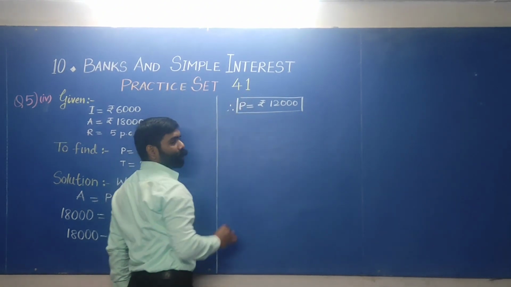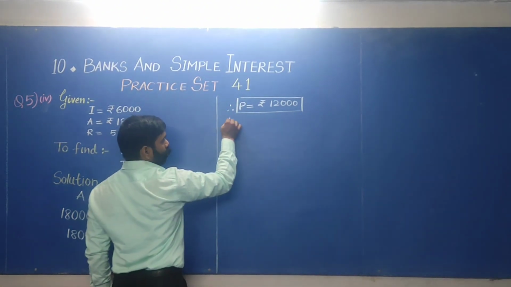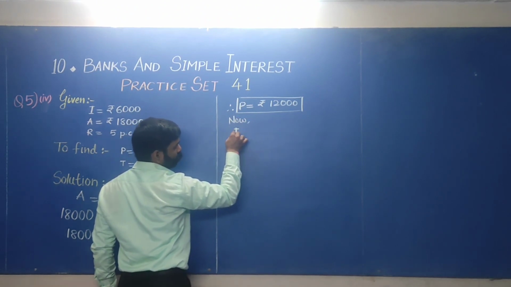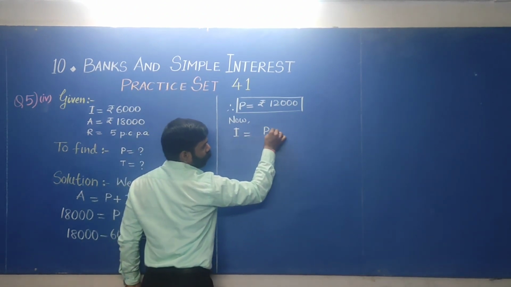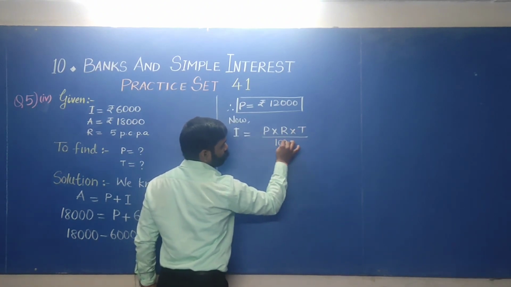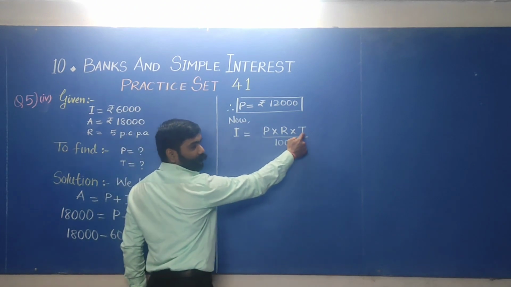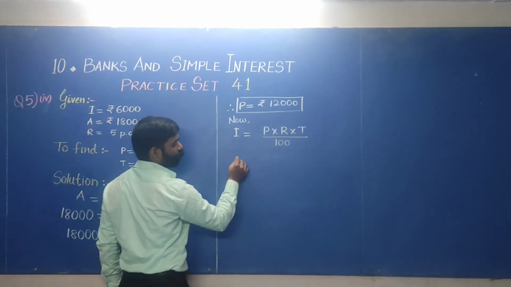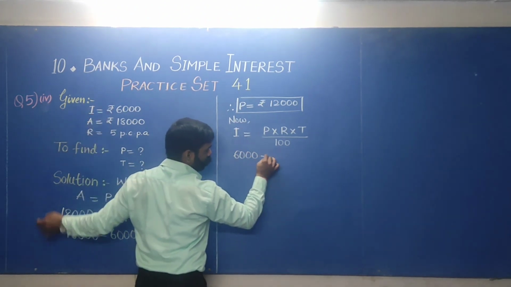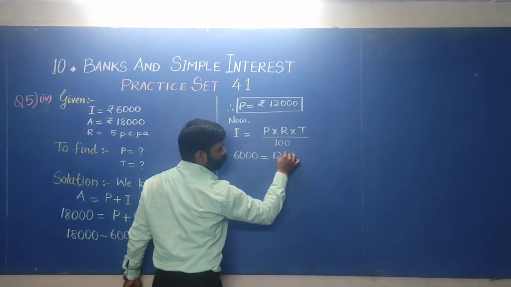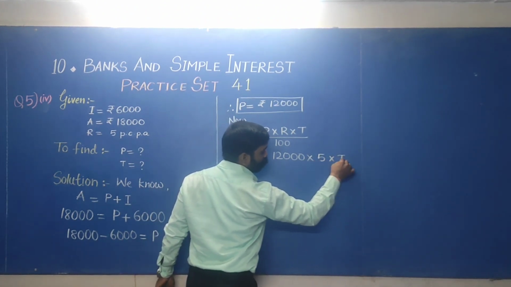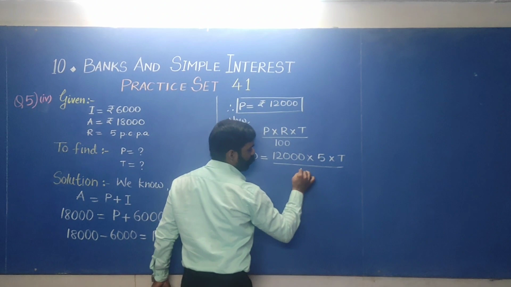Now let me know what is the formula for interest. I hope you people remember the formula for interest, students. It is really easy: P into R into T upon 100. Now we require T, that's why we are writing this formula. Interest we know, interest is 6,000. So we will write 6,000 is equal to principal we just found, that is 12,000, rate of interest is 5, T we don't know, upon 100.